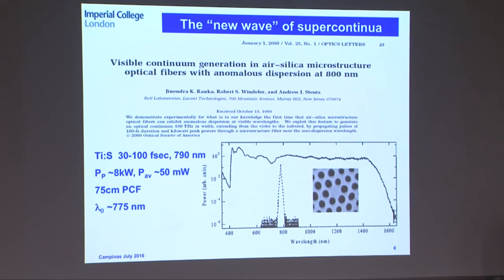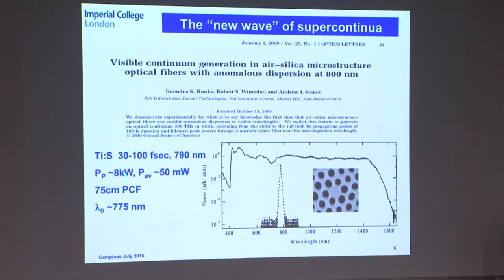What really changed was in 2000, when the sort of new wave of supercontinua came along, and this was driven by photonic crystal fibers. And the first paper, of course, by Ranka, looking at a Ti:sapphire laser, which is around 800, pumping a supercontinuum source with a zero dispersion around about 775. So this is just sitting in the anomalous dispersion regime. It has pulses of the order of 30 to 100 femtoseconds, wavelength about 790, so it's lying clearly in the anomalous regime, the longer side here.